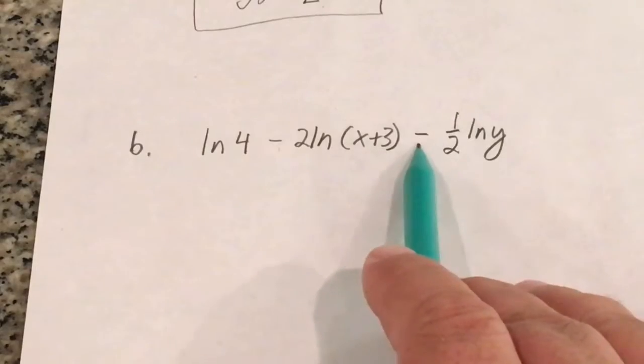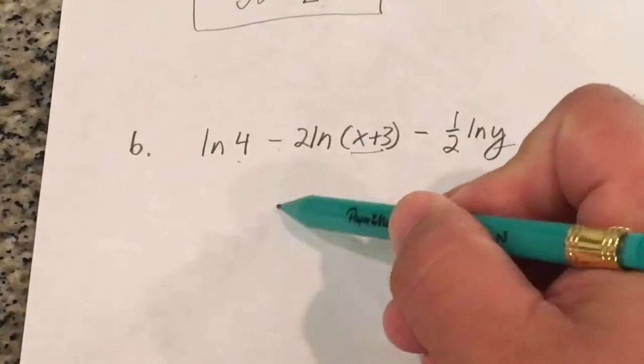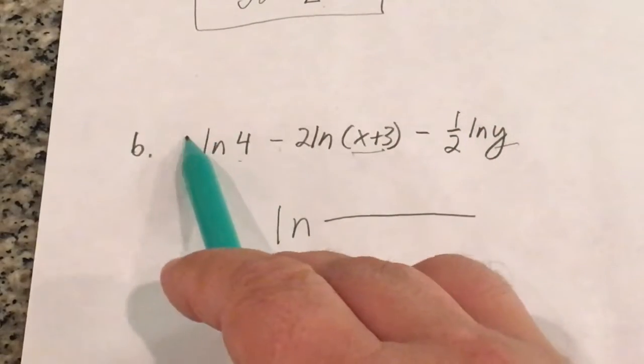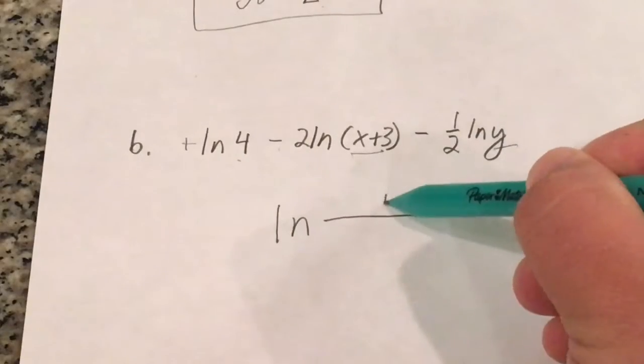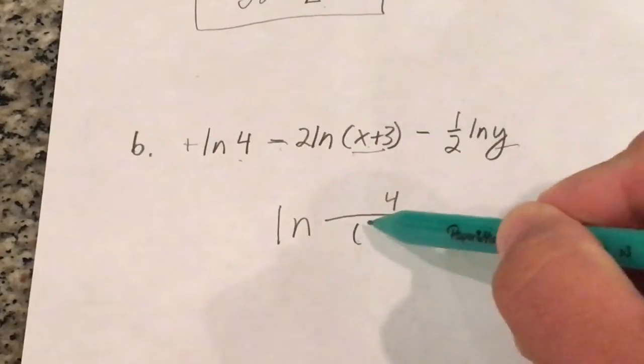Notice I have a minus sign and a minus sign. And this time it's ln that we're dealing with. I have 1, 2, 3 items. I'm going to combine it and write the word ln, and because of the minus signs, I'm going to put a big division bar. Now, notice the 4 technically has a plus sign in front of that ln, so the 4 is going to go on top. The x plus 3 goes on the bottom, because there's a minus sign in front of that quantity.